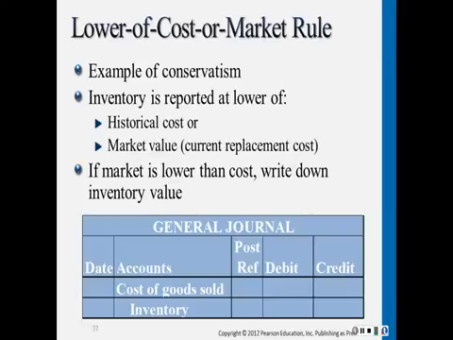If the replacement cost of inventory is less than its historical cost, the business must write down the inventory value. On the balance sheet, the business reports ending inventory at its LCM value. The entry to write down the inventory to LCM includes a debit to cost of goods sold and a credit to inventory.